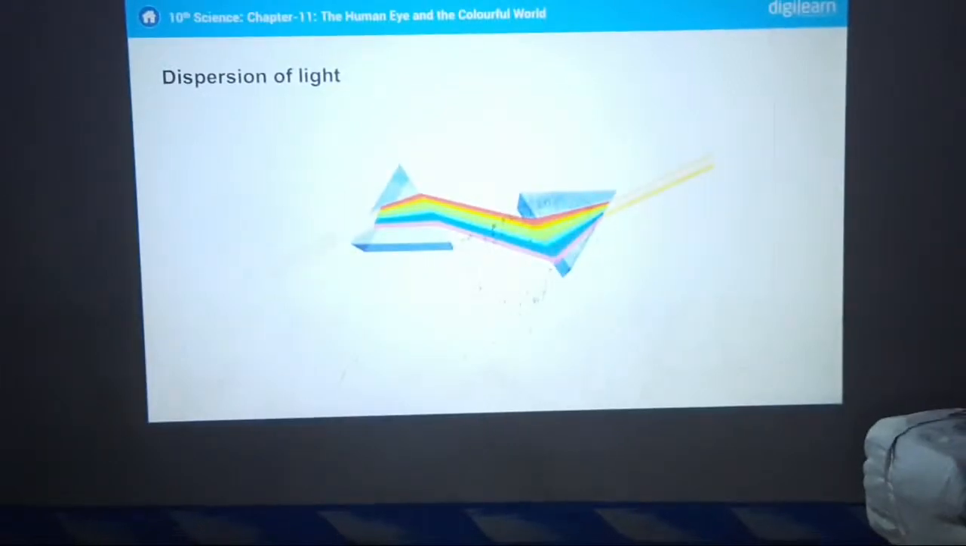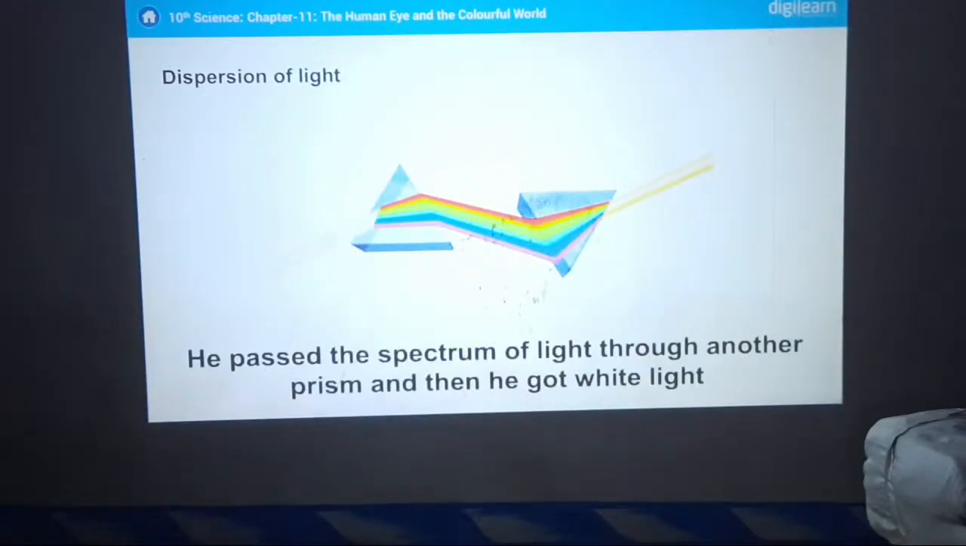Newton conducted one more experiment. He passed the spectrum of light through another prism, and then he got white light. This observation made him conclude that sunlight or white light consists of 7 colors. Recombination of 7 colors is called recomposition of light.